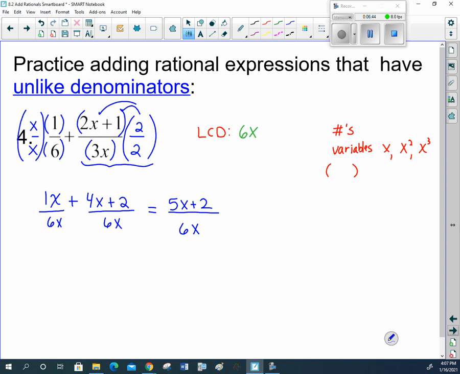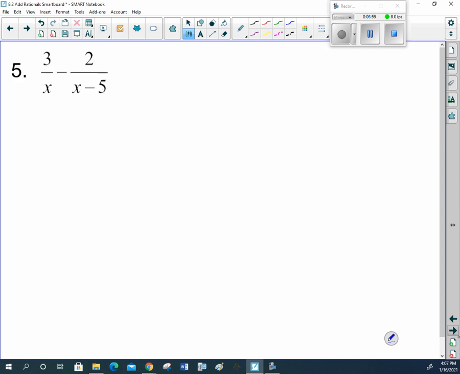So the goal is, just like we did in the bell work, we're trying to get the denominators to look the same. And how do we do that? By multiplying by 1. And how do we get our 1? Well, we have to figure out what is missing from the denominator to make it match our lowest common denominator.